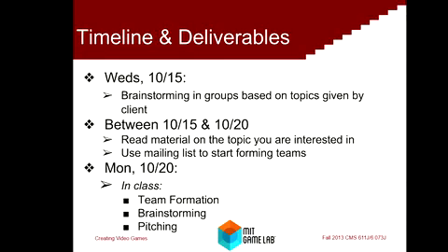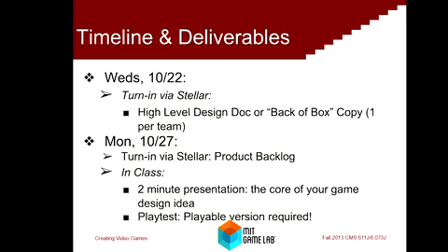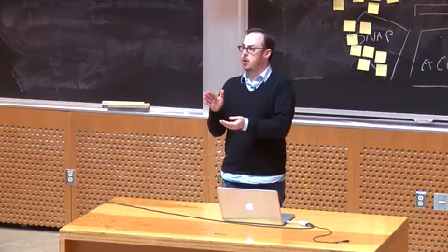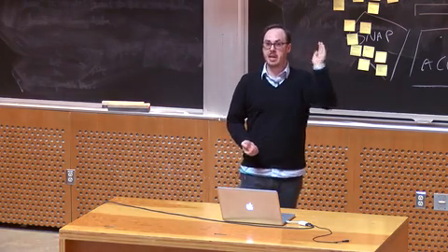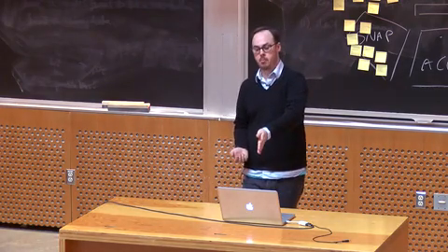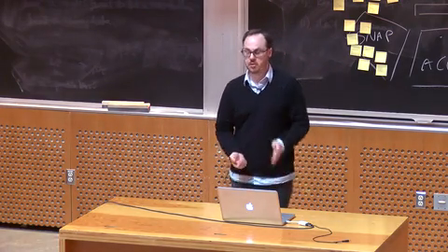So your deliverables, that was from up till now. On Wednesday, turn into Stellar a high-level design doc or box copy, the same form we've been using previously. Some kind of vision statement that says, at this point, these are what we think the features are going to be. If at any point you make a significant design change that says our feature list is going to change, our game is going to look different, update that document. You have up until the end of the semester to do that.